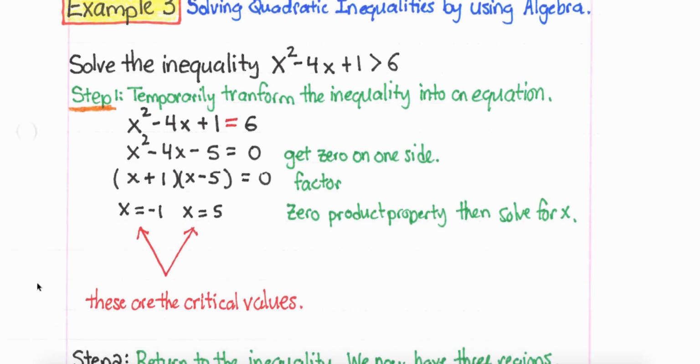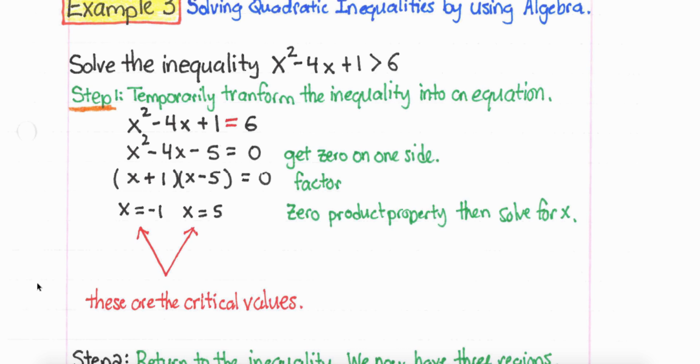Let's solve the inequality x squared minus 4x plus 1 greater than 6. Step 1. We're going to temporarily transform our inequality into an equation, and we're going to solve by factoring. Subtract 6 from both sides. Then you get x squared minus 4x minus 5. Factor it into x plus 1 times x minus 5 and use the zero product property. We now have our two critical values, -1 and 5.